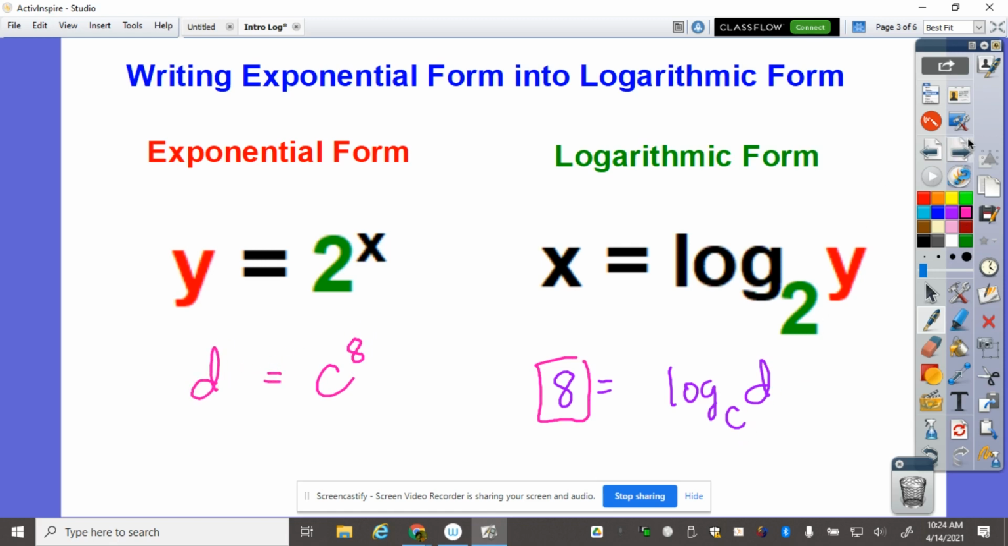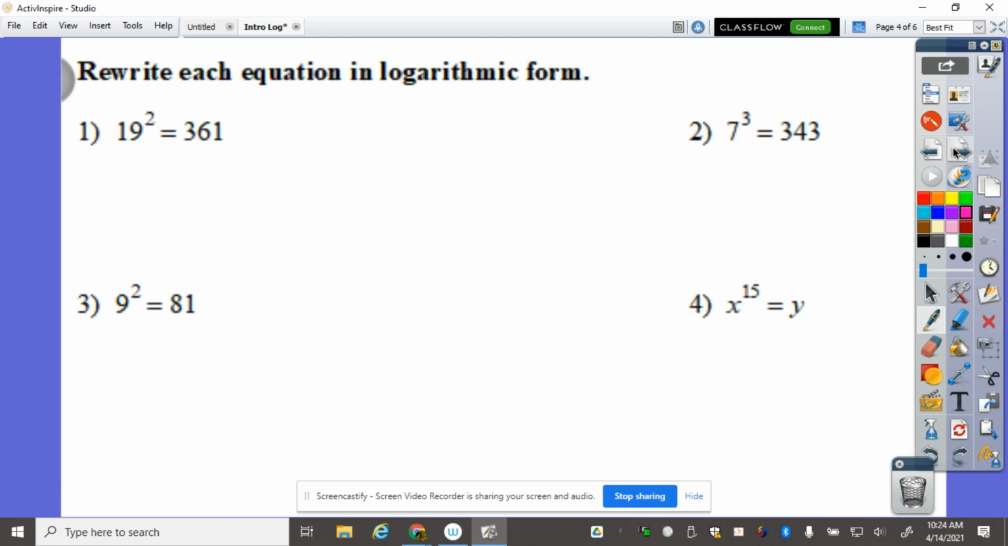Okay, let's try this one here. Rewrite each in logarithmic form. Okay, so I have here 19 squared is equal to 361. Again, how do we do it? We always try to get the exponent. The exponent is 2, is equal to the log. And what will be the subscript here? Whatever the base. The base here is 19, is equal to 361.